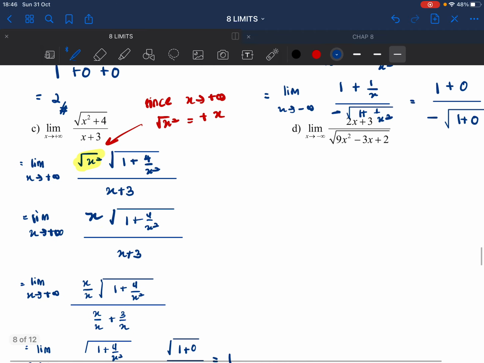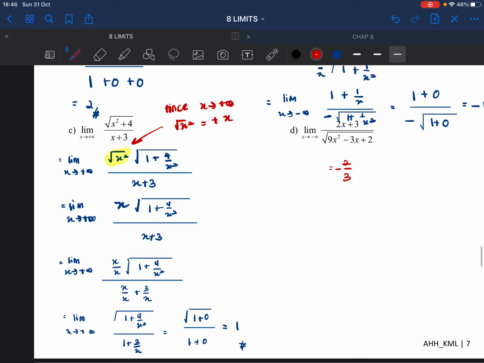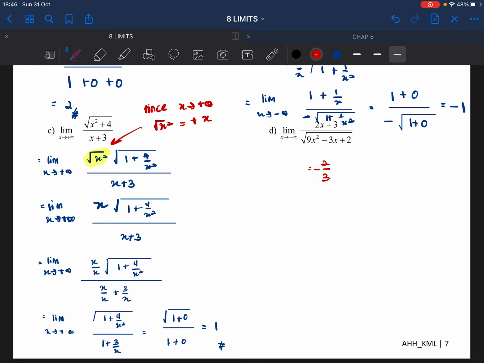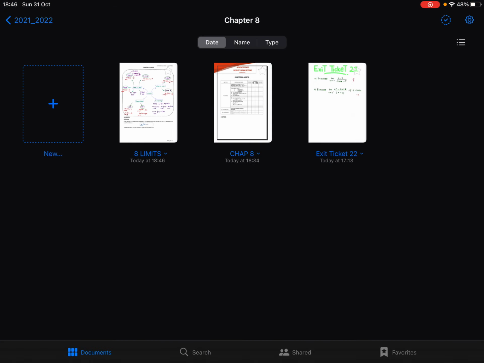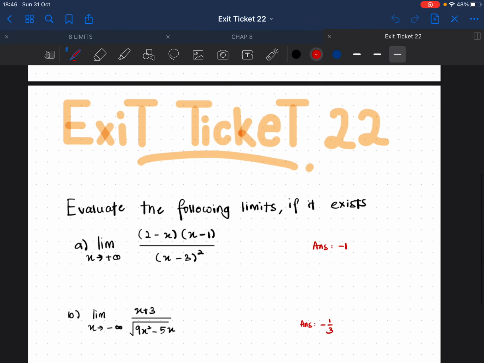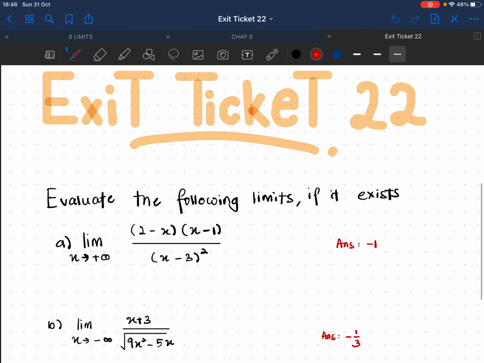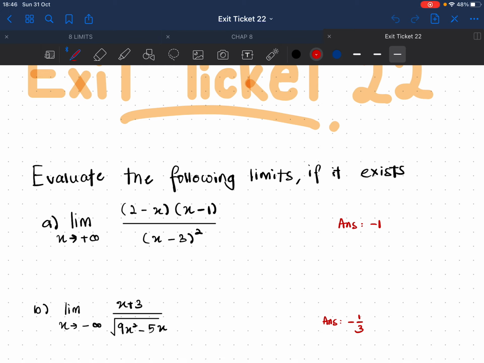Okay, I would like you to try question D. We are going to discuss this in the class next. The answer here is negative 2 over 3. Okay, so please try question D, and here is your exit ticket for today's class. Both are limit as x approaches positive and negative infinity. Alright, thank you class.